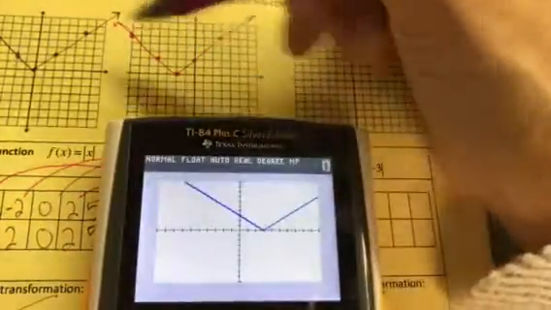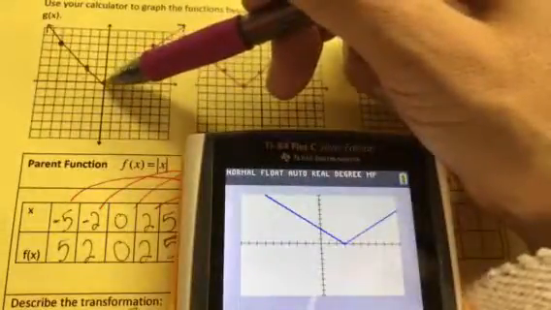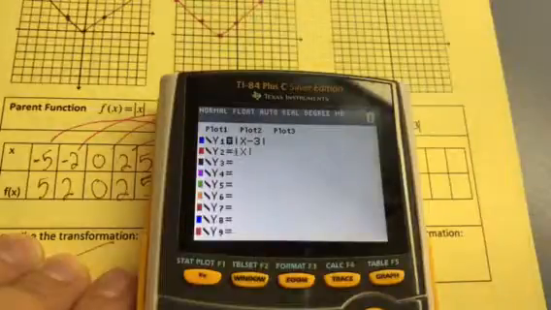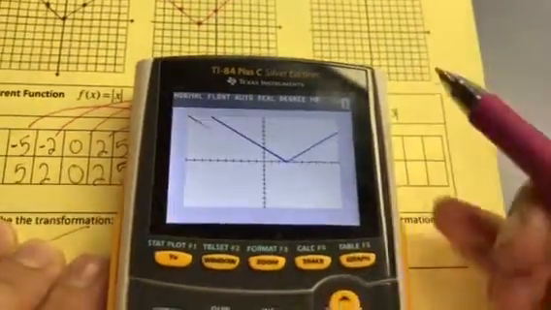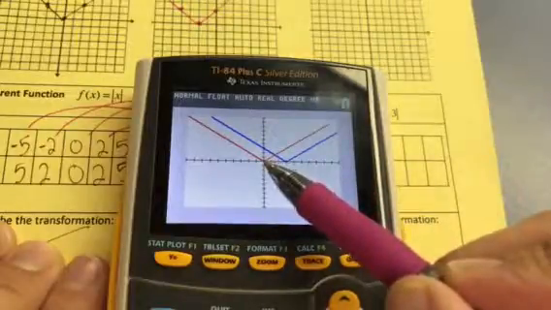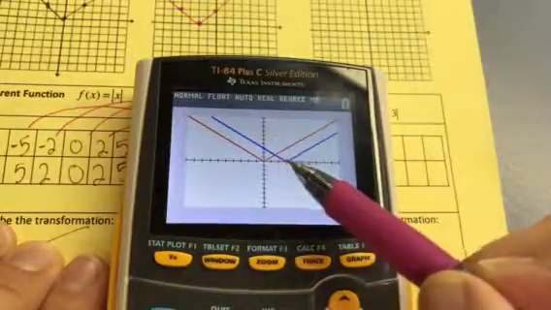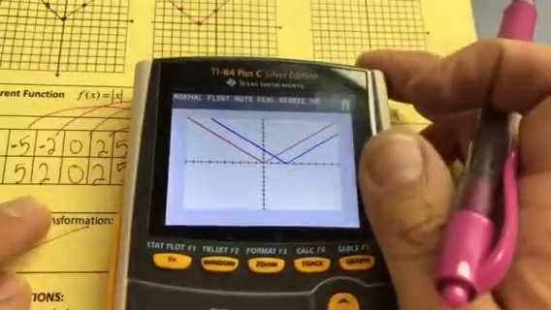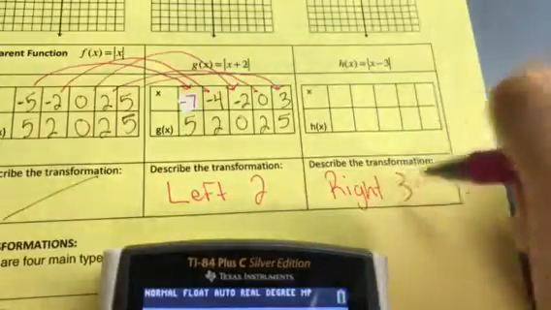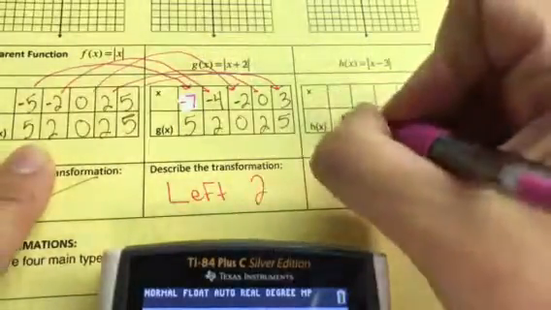So if you kind of take this point as our point that we look at, and let's put it back on there, the original one. Again, you don't need to do this one. This is where it was. This point right here has gone over 3 spots, which means all the points have gone over 3. Okay? So it's going to go to the right 3. And we're going to compare the same y values.